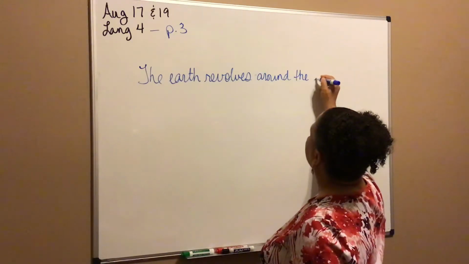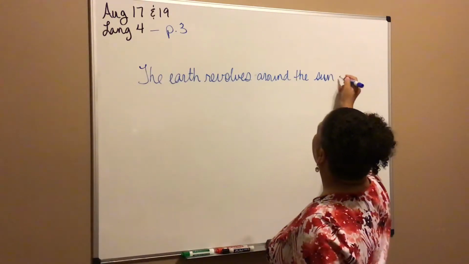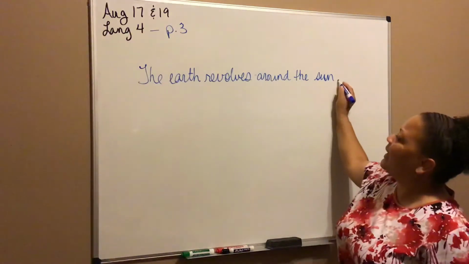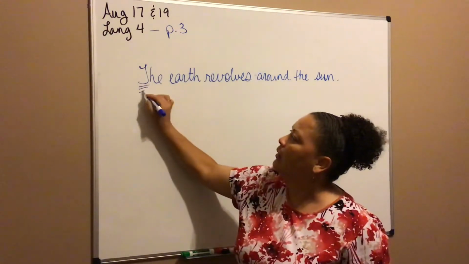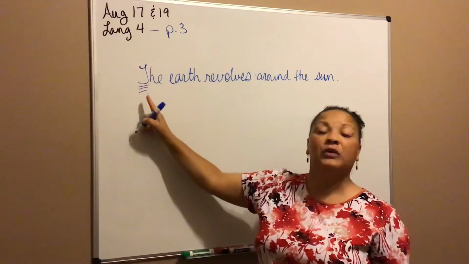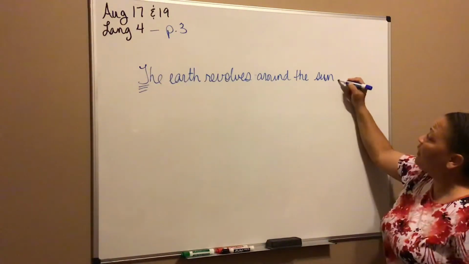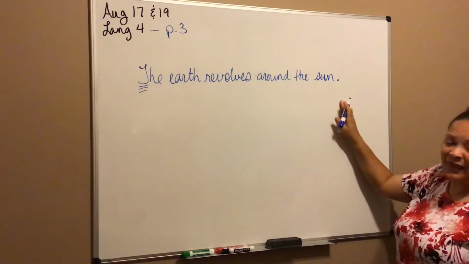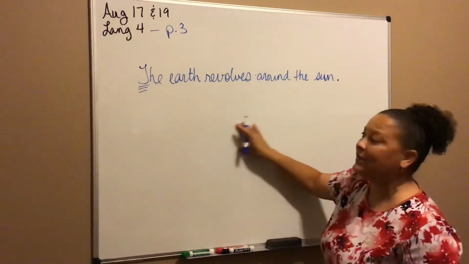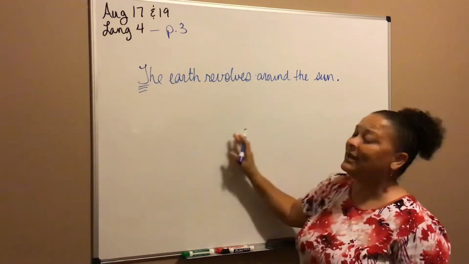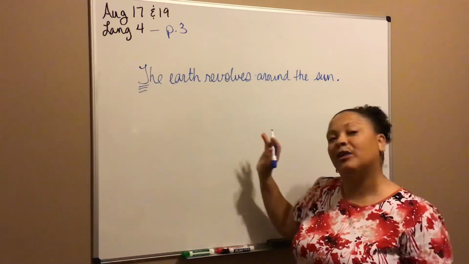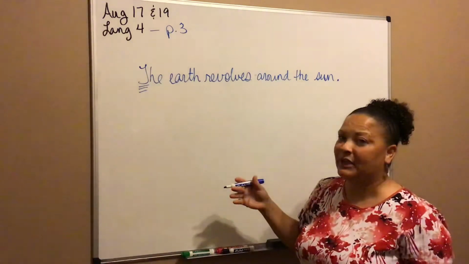And it's just a sentence, right? Okay, so notice that the first letter in the first word of the sentence is capitalized. And there is a punctuation mark at the end. This is a sentence. A sentence has a subject and a predicate, or a subject and a verb.